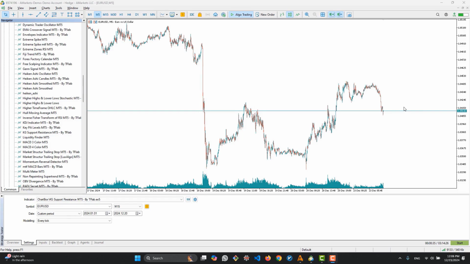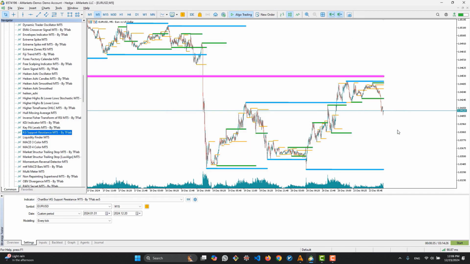Hello, in this video I will be reviewing the KG support and resistance indicator on the MetaTrader 4 and MetaTrader 5 platforms. This indicator displays the support and resistance zones for the 4 time frames that we specify for it. And generally we expect the price to react when it reaches and hits these zones.